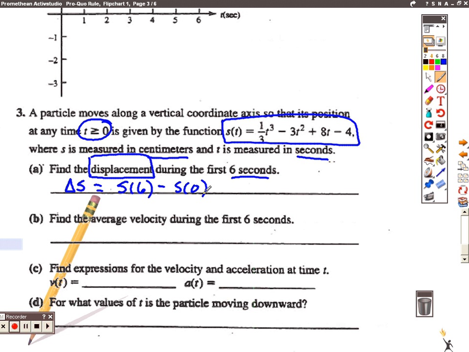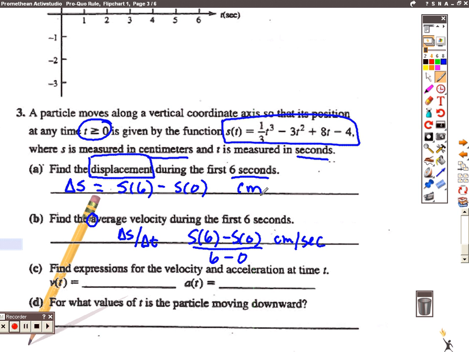Letter B, average velocity. Average velocity is change in position over change in time. Think back, it's just simple algebra 1. It's not really a calculus problem. During the first 6 seconds, we're going to take the value that we calculated in part A, change in position, and then divide by change in time. And whatever that turns out to be, the answer, of course, is in your packet. Centimeters per second, because it's velocity, and up here this would be centimeters.